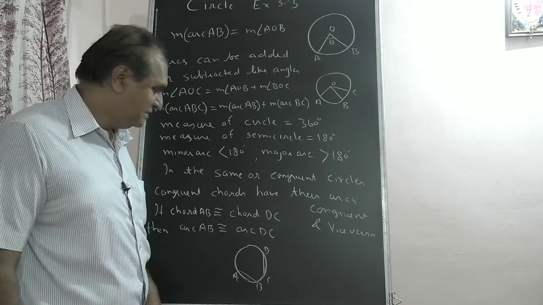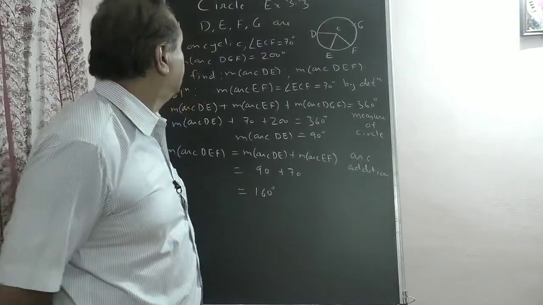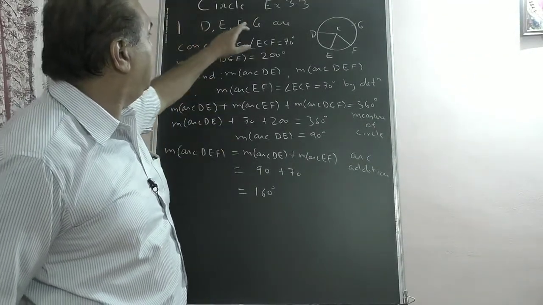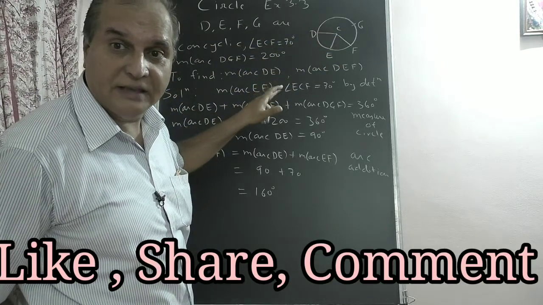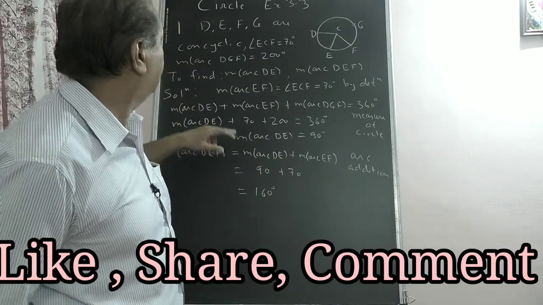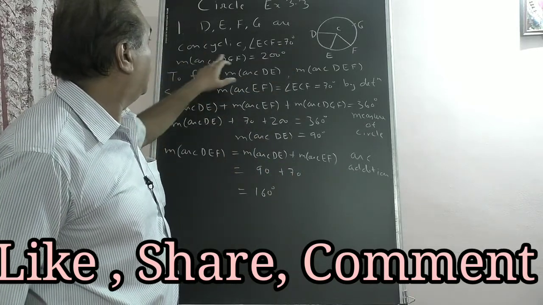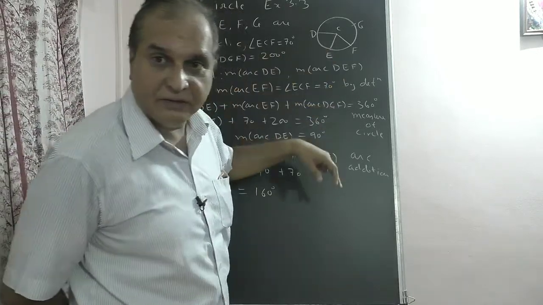We'll go ahead with the first sum. Okay. First sum. D, E, F, G are concyclic points, on the same circle. C is the center of circle. Okay. This is all given. Angle ECF is 70 degree, given. Angle ECF equal to 70 degree.